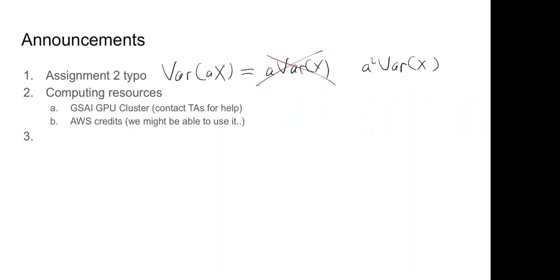I'm not sure if it's possible for non-GSAI students to access this, but please talk with the TAs and they will help you, especially if you are not in the graduate school of AI. And number two is that we might be able to use AWS credits, although I'll have to double check. If you would like to utilize the AWS credits, please let me know and I'll double check whether we can. We have received some grants from AWS that can be used for teaching, so we might be able to use it. Any questions? Okay.